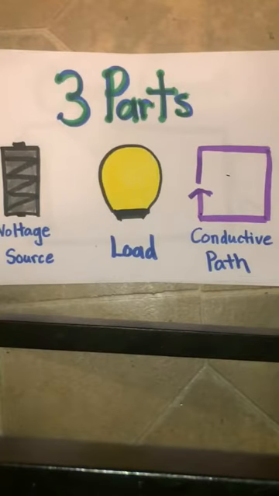Finally is the conductive path. This is how the current flows from the voltage source to the load. The conductive path must be made of a conductive material, like a metal wire, and it must be a complete circle or loop.